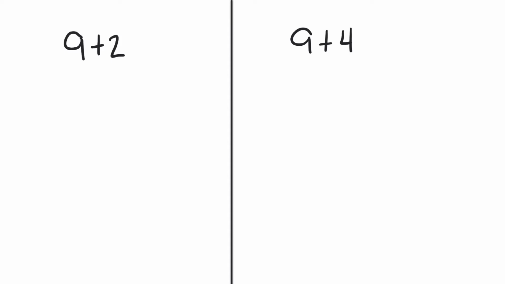The first thing I'm going to do is I'm going to look and I'm going to see, okay, I have a 9 and I have a 2. I'm going to draw those out. So I'm going to start making some dots. I'm going to make 9 dots first. 1, 2, 3, 4, 5, 6, 7, 8, 9. Then I'm going to draw my 2 dots. 1, 2.